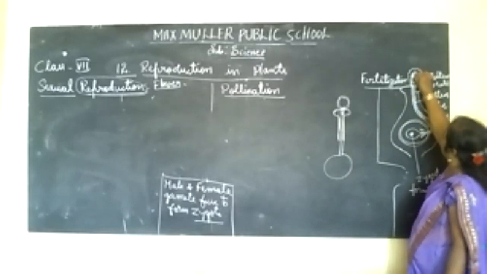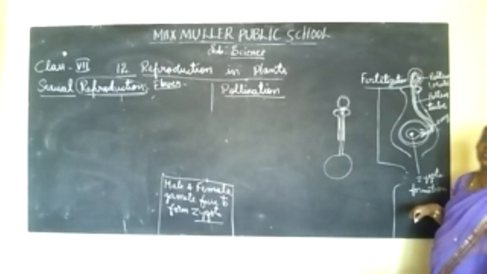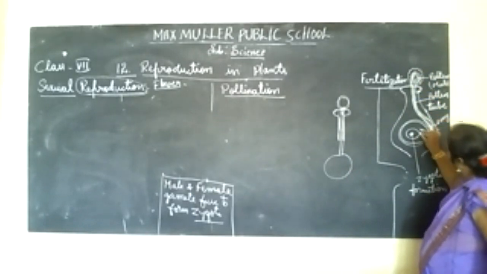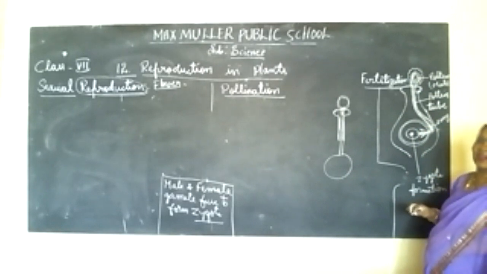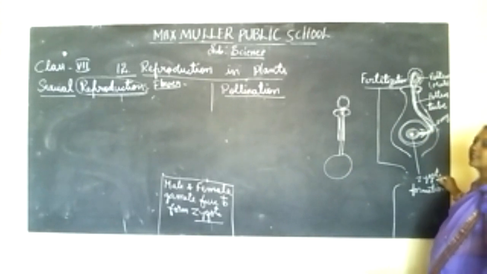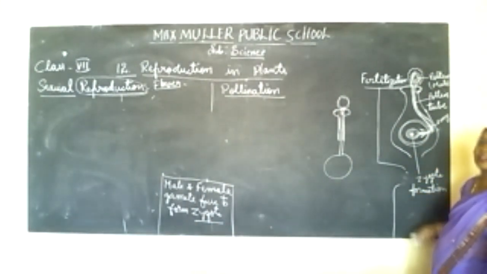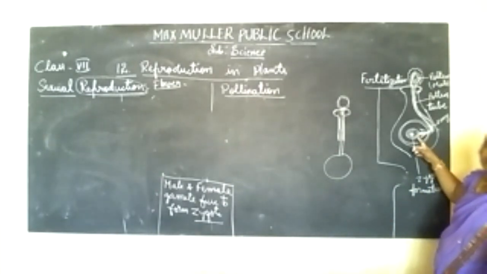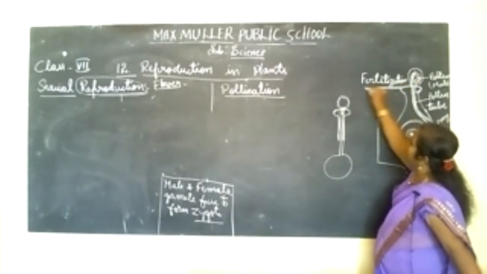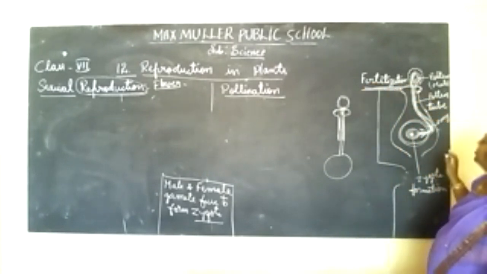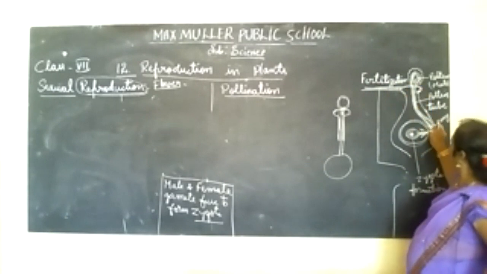Okay, so the pollen grains are all passing to the ovary. Then they will fuse together and form the zygote. This process of fusion of male and female gamete, we call it fertilization. Understood? What does fertilization mean? The fusion of male and female gamete.